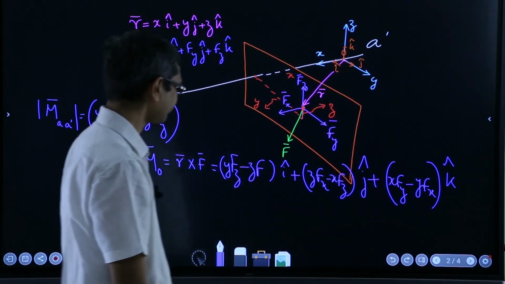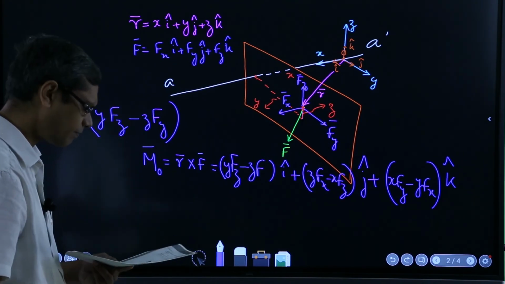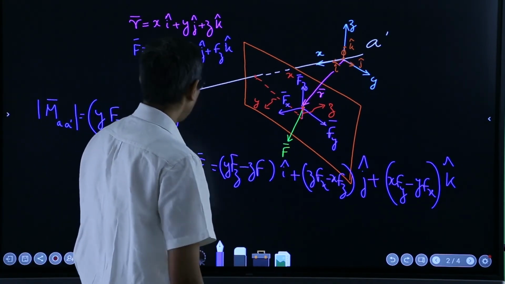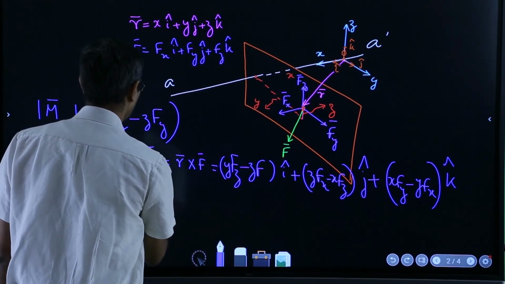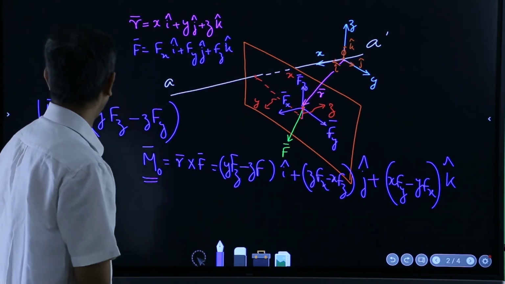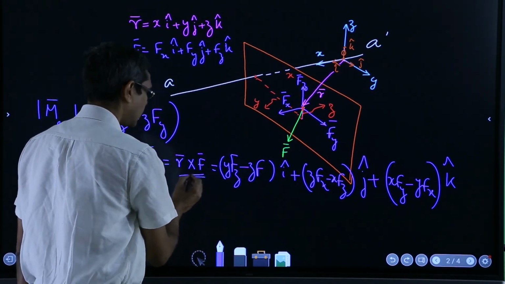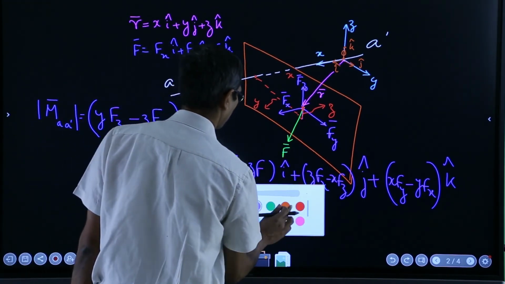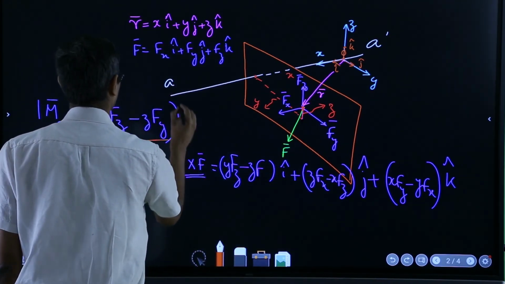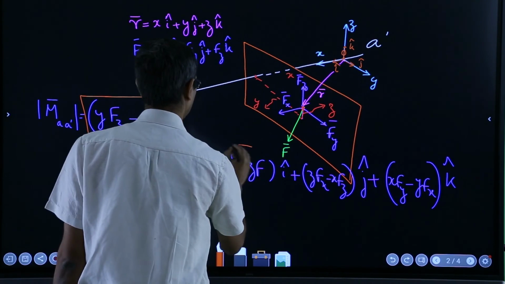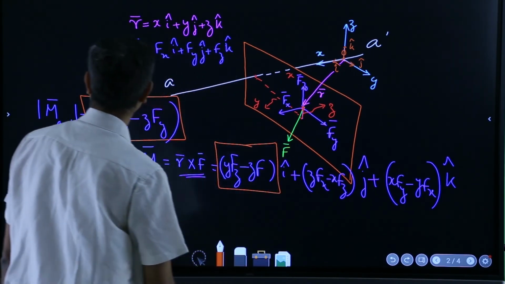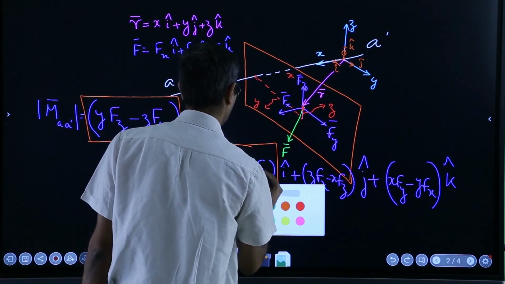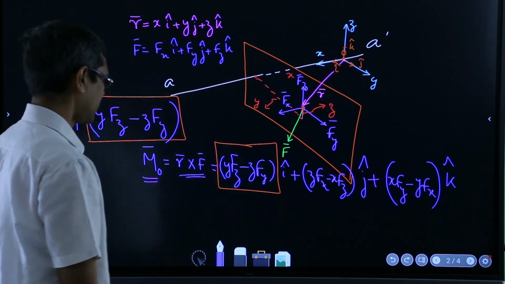Is that fine? Yeah, I think so. Yep, fine. Now that is the moment about this point, okay, and we know what is the meaning of this. But then you see here, this term is nothing but this, isn't it? y fz minus z fy, okay. So here somehow it's missing y, okay.